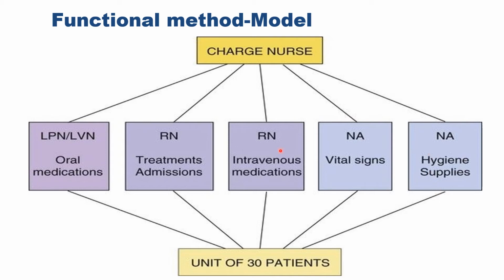Thus, all these different categories of nursing personnel are directly responsible to the charge nurse. This charge nurse will know and be familiar with the needs of all these patients, and she will allocate the duty according to the qualification and experience of the categories of personnel under her.